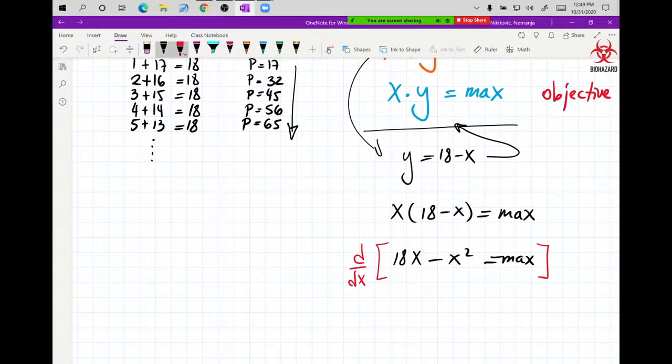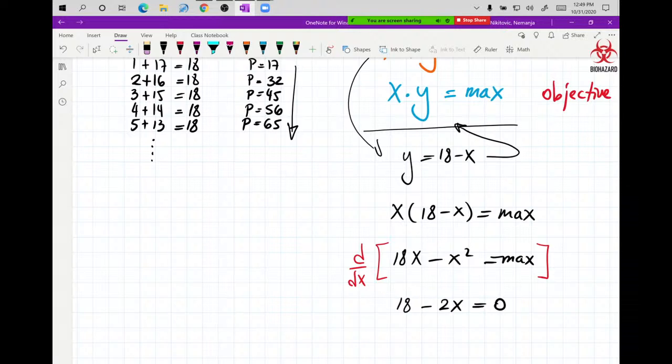Well, when you take the derivative of this, what do you get? You get 18 minus 2x equals 0. Derivative of the maximum is 0, because maximum is this number that we don't know, the product. But we don't care what it is now, because the derivative of whatever number you have there is always 0.